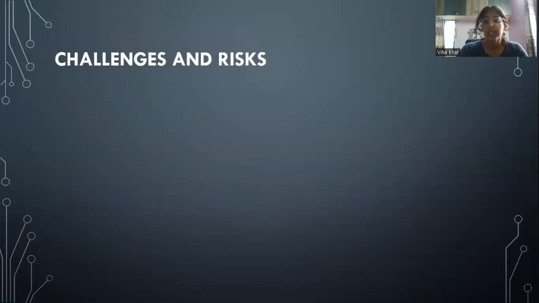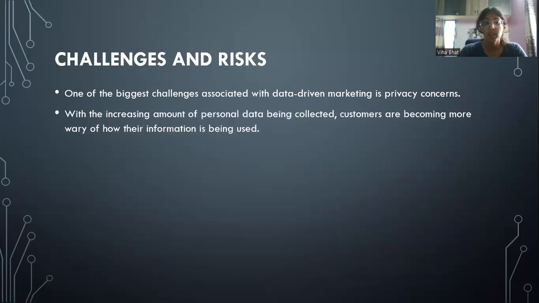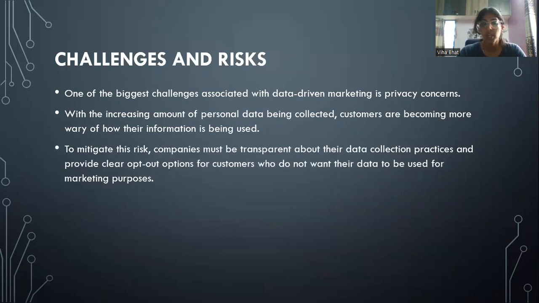So what are the challenges and risks in data-driven marketing? The first biggest challenge is privacy concerns. Obviously you're collecting data from a lot of people. They're very scared of how this data will be used and if it can be used against them. With the increase of personal data being collected, customers are being more wary of how their information is being used. To mitigate this risk, we have to be very transparent about our data collection practices and provide clear communications with customers to make sure that they understand how and where we are using the data they have provided us.